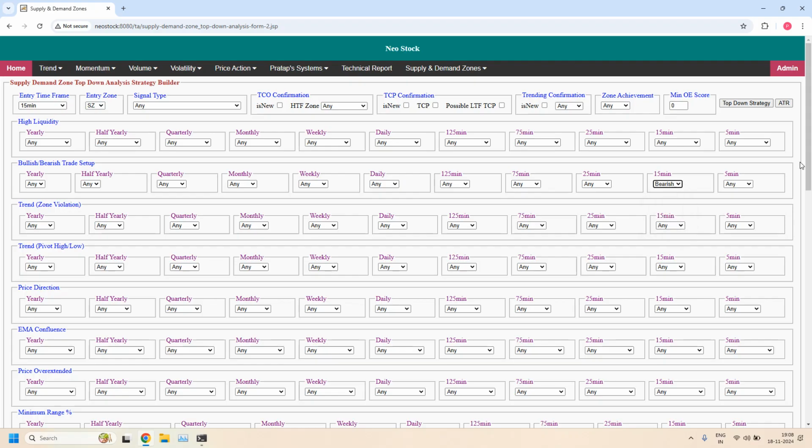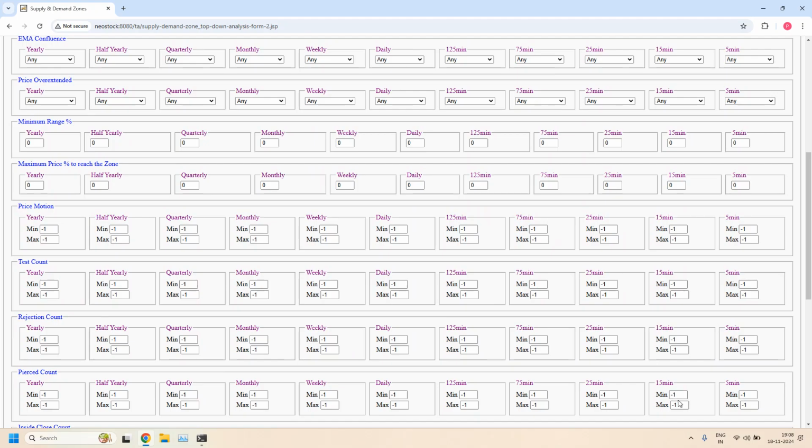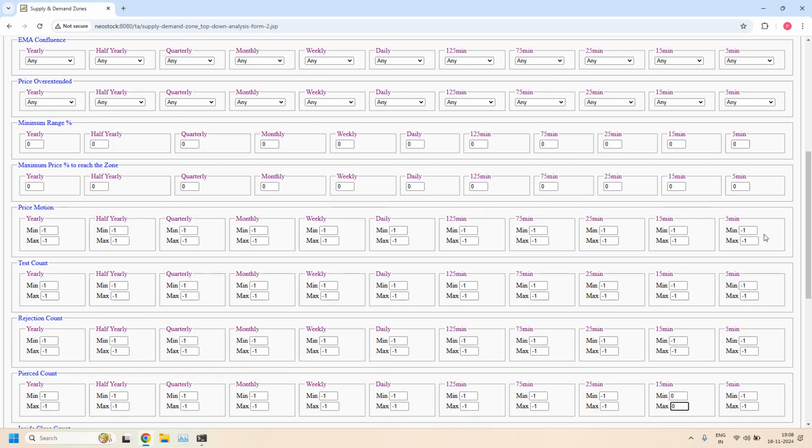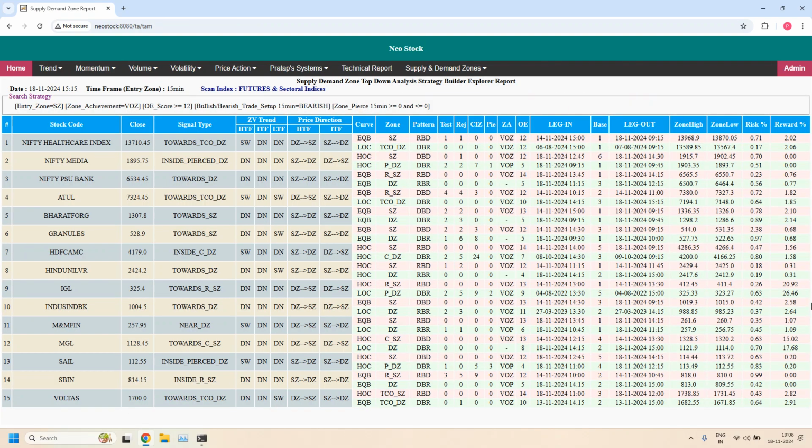The 15 minute supply zone should not be pierced. In the pierced count, 15 minutes time frame, I am setting minimum value 0, maximum value 0. And zone achievement violated, opposing zone, minimum order enhances score 12. All three filters are applied to the 15 minute supply zone. Now we got 15 supply zones.